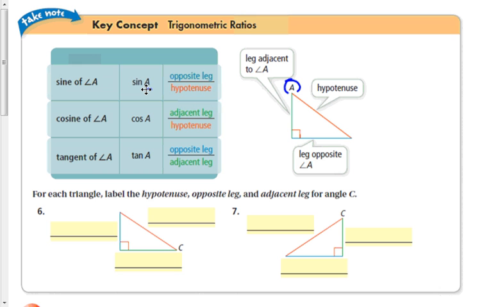All right, study those a second. Go ahead and fill in the words hypotenuse, opposite leg, and adjacent leg for angle C. I'll check back with you.